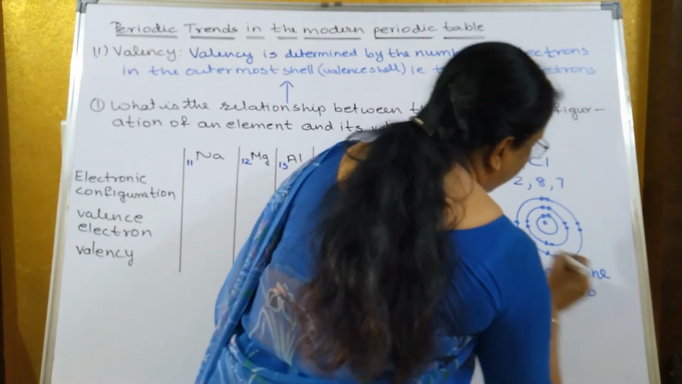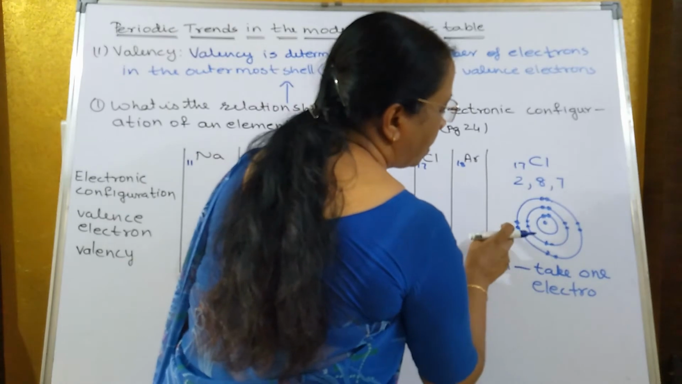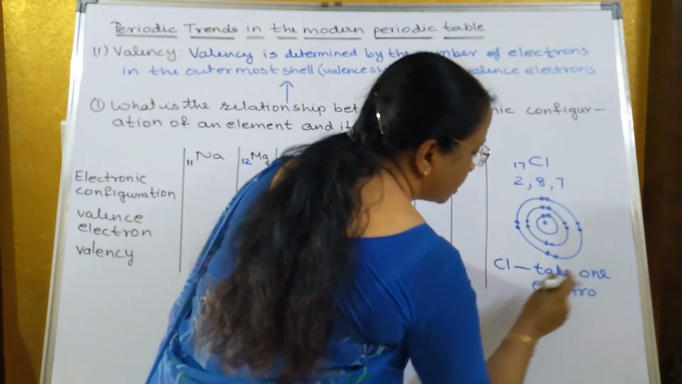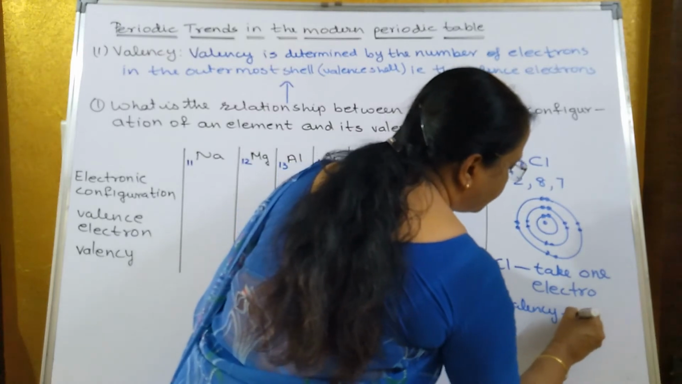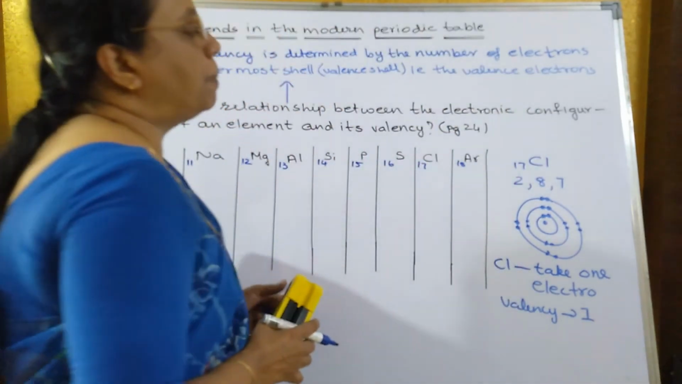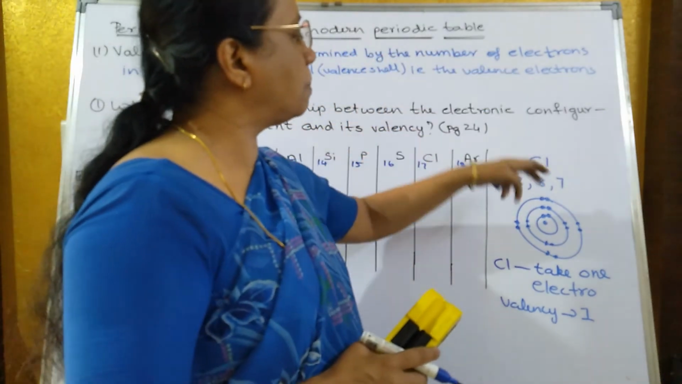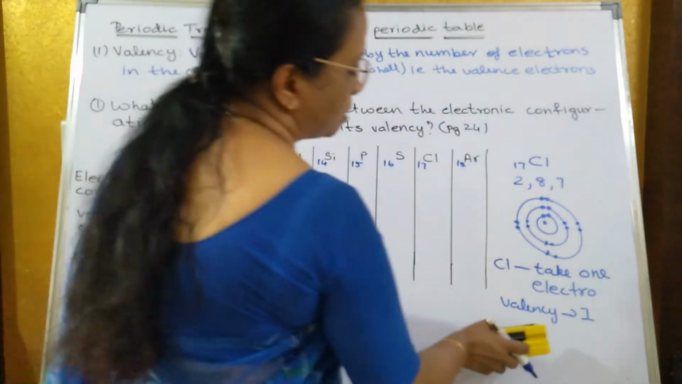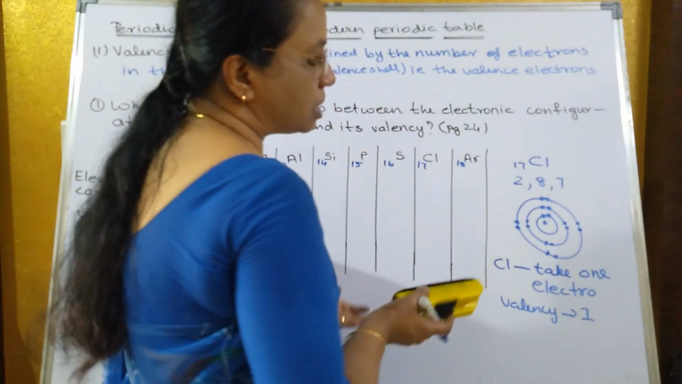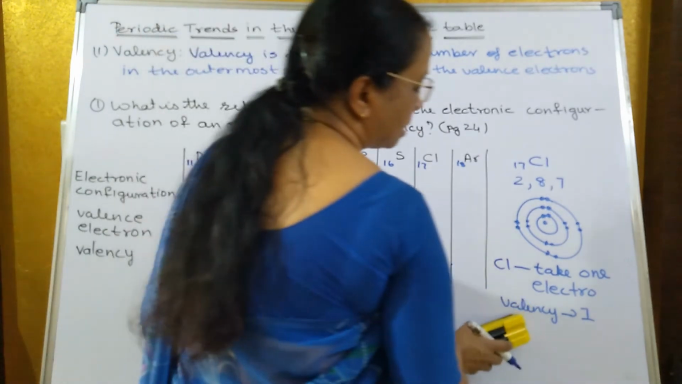So when it accepts 1 electron from some other atom, the outer shell will be having 8 electrons. Since it is taking 1 electron, the valency is 1. So now you must have understood that valency is determined by the number of electrons in its outermost shell. How is valency determined? According to how many electrons are taken or given, the valency is determined.